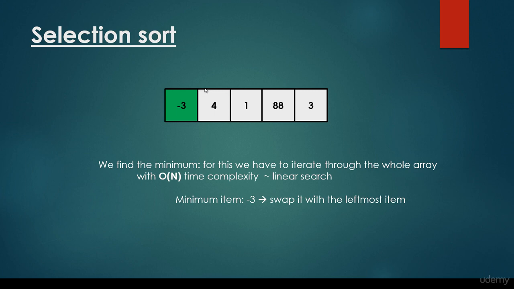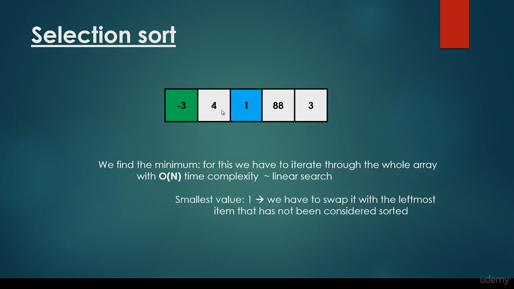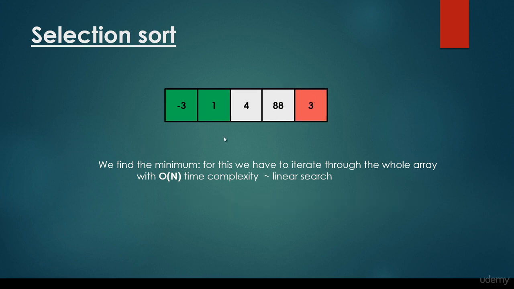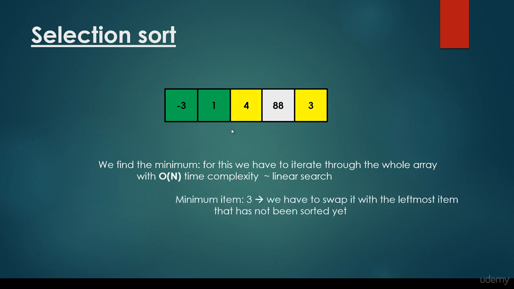And as you can see, we will have a subarray that is sorted and a subarray that is unsorted. So again, we find the smallest item among 4, 1, 88, 3. 1 is the smallest one, so we swap it with the 4. In this case, we will have 2 items in the sorted subarray and 3 items in the unsorted subarray. Again we find the smallest one, it is 3. We swap it with the 4. And in this case we have 3 items sorted and 2 items unsorted.